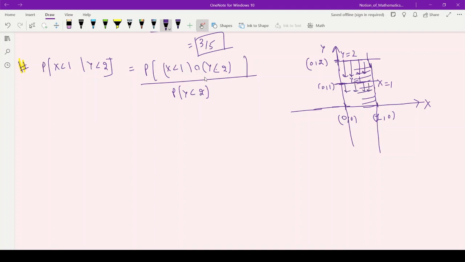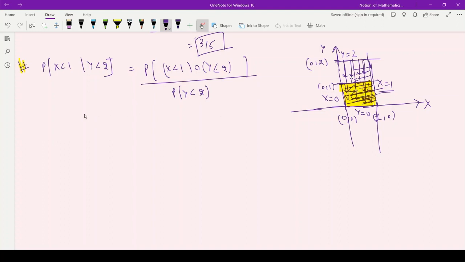So now the intersection of what? Intersection of x less than 1, this way, and y less than 2, this way. So what is the intersection of this? If you see, the intersection is just this particular region. In this region you can see the limit of x will be x equal to 0 to x equal to 1, and the limit of y will be y equal to 0 to y equal to 1.